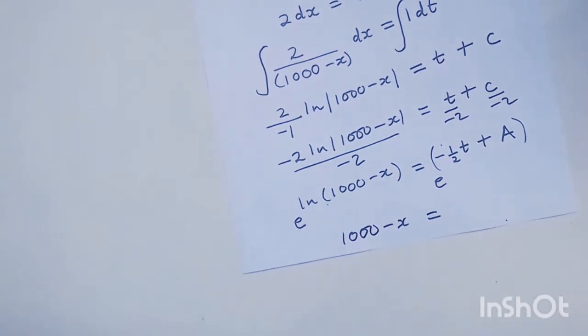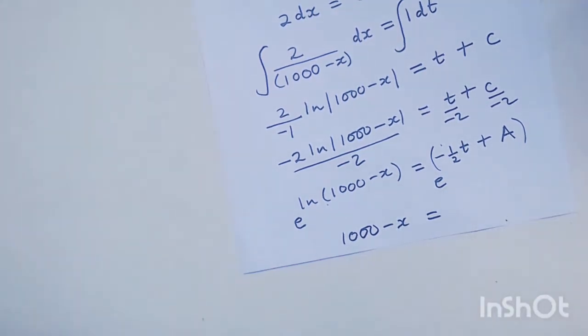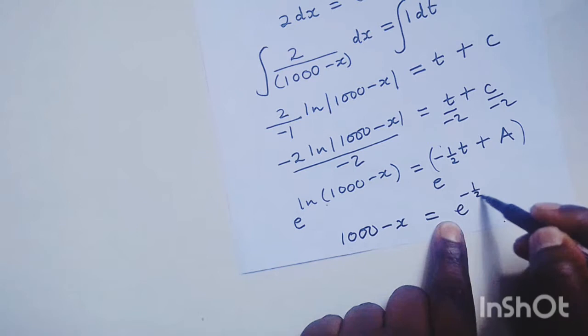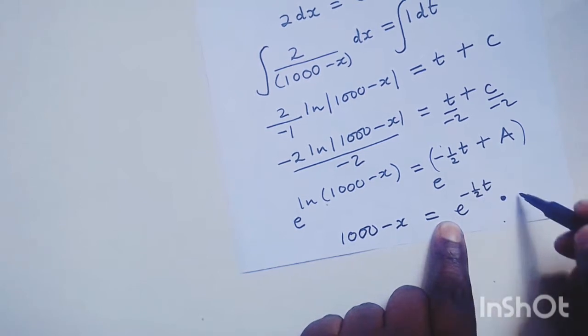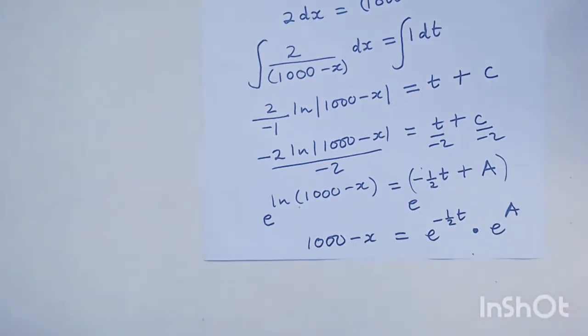Then you make use of the indices aspect, right? So it means that e to the power of minus half t plus a can be likened to e to the power of minus half t dot product e to the power of a. It means that if you multiply the two, you then add the powers. So this is as good as this in terms of product using the laws of indices.